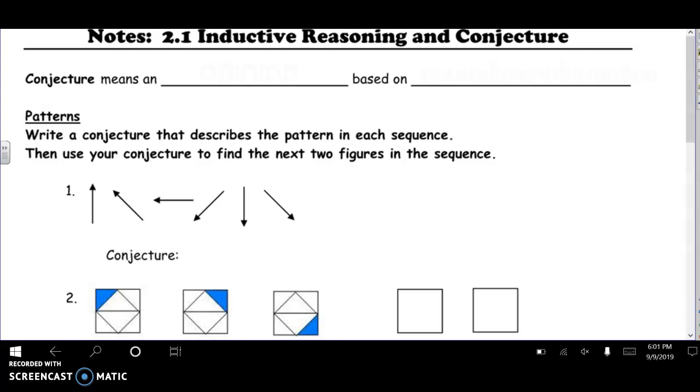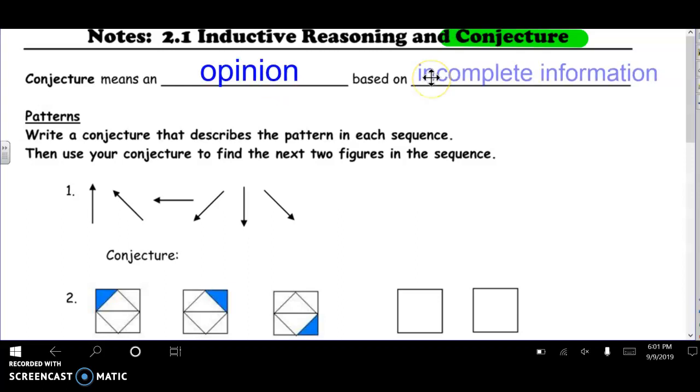And we're looking at 2.1, Inductive Reasoning and Conjecture. That is how you say this word, conjecture. Conjecture, for our purposes, is going to mean that it's an opinion based on incomplete information. But it's not just any opinion. We're going to have a reason for this opinion. We're going to have a justification for this opinion.